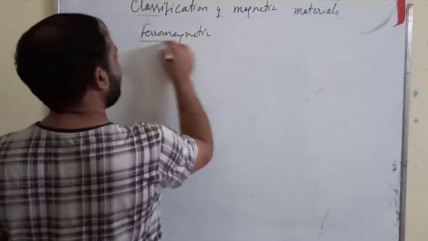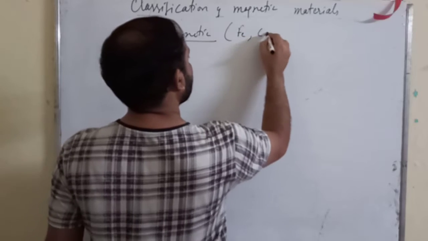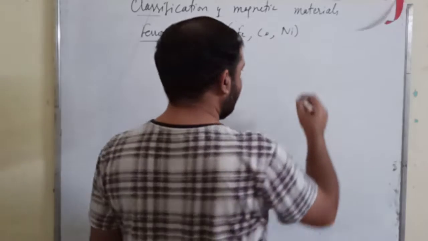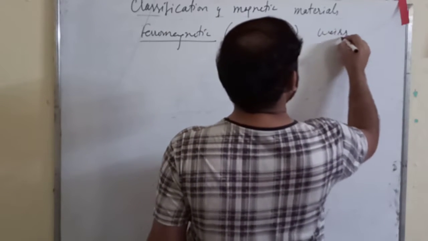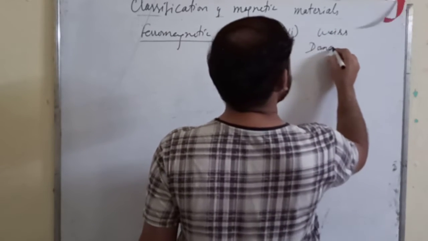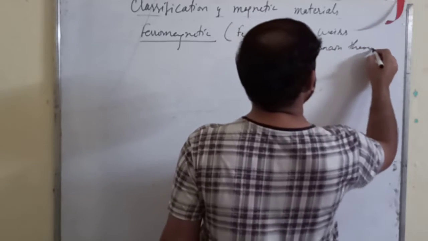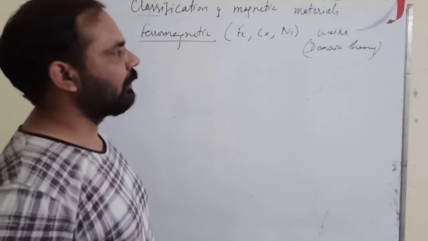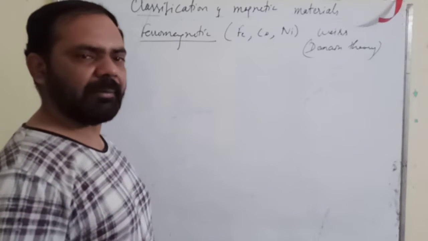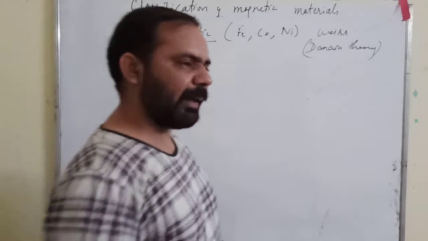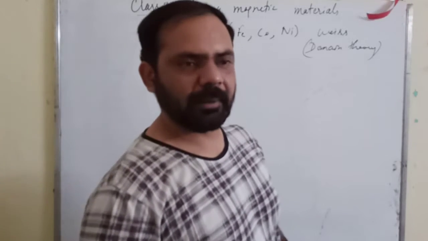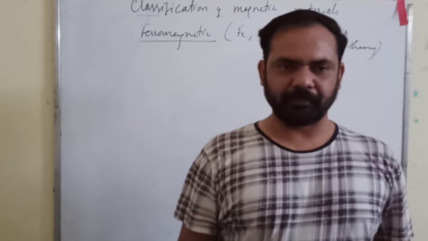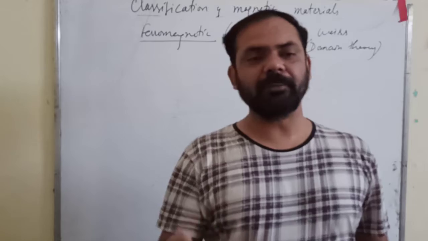Ferromagnetic materials like iron, cobalt, nickel, and their origination was given by Weiss, and he gave a theory which is called domain theory. So this is the reason of ferromagnetic behavior of the materials. Now what are ferromagnets? Ferromagnets are nothing but a stronger form of paramagnetism.